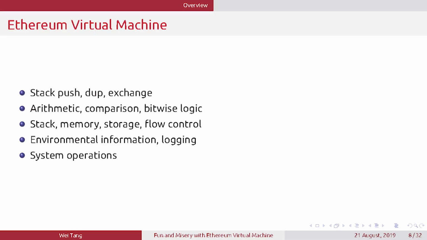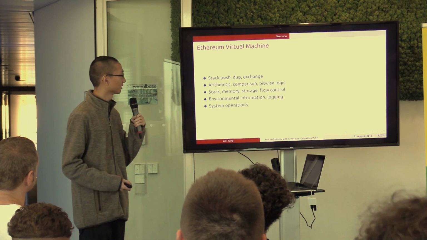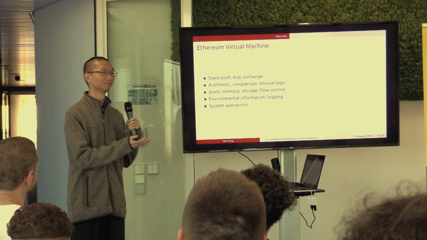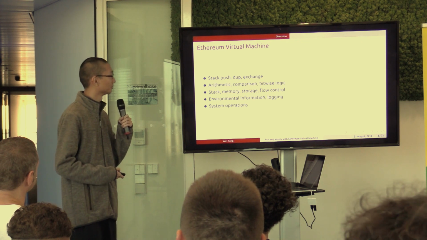So for example, we have some simple operations such as putting some value onto the stack, or duplicating a value on the stack, or swapping some values on the stack, and some arithmetic operations, comparison operations, bitwise logic. Also memory, storage, and flow control. That is all the basic things you will have for a stack-based virtual machine.